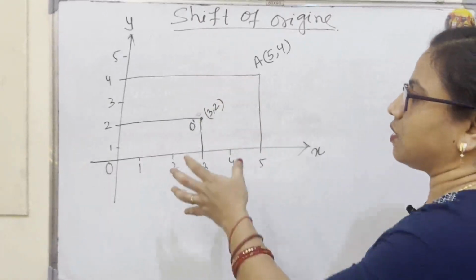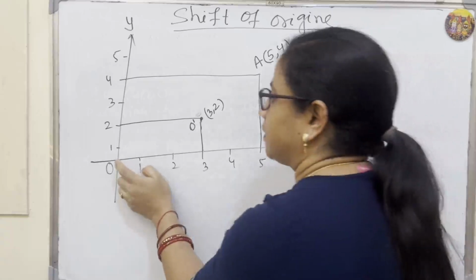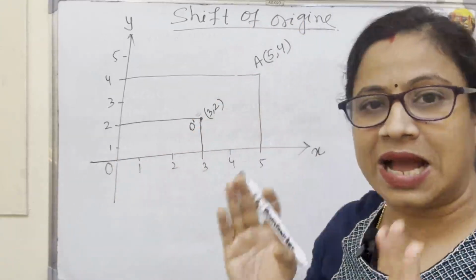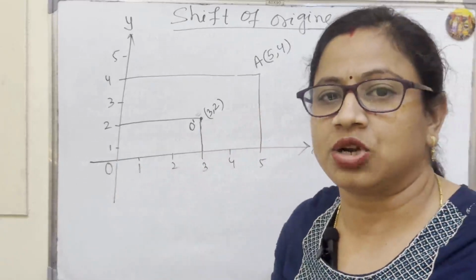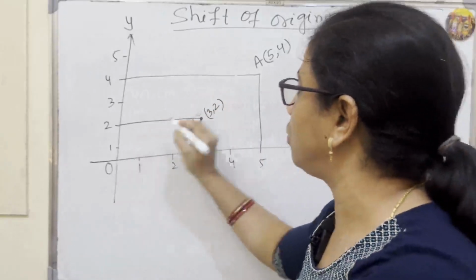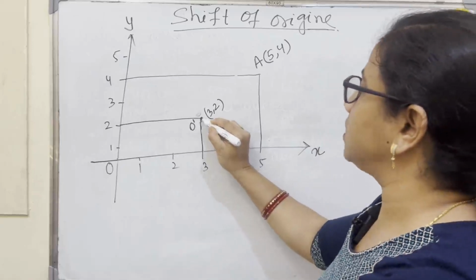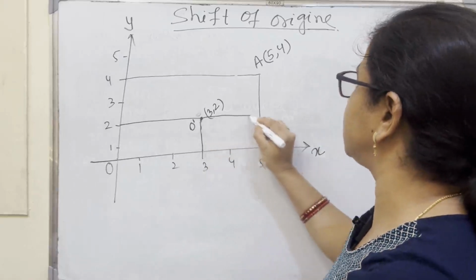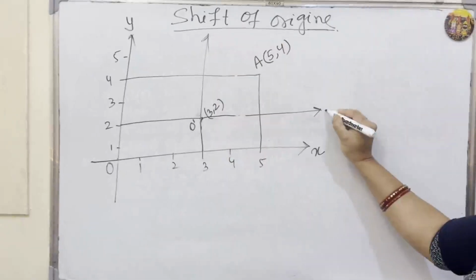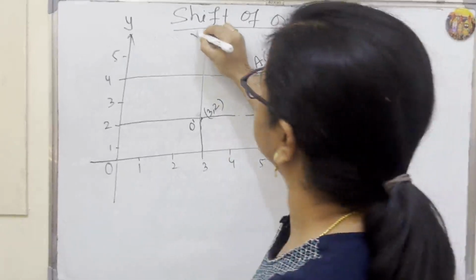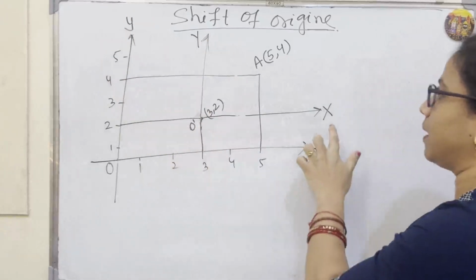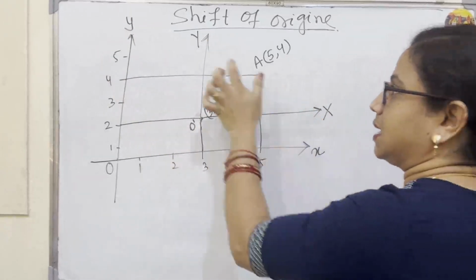So what is shift of origin? If in the same graph I am shifting the origin from O to O dash, position of the points are as such. Position of points are not getting changed, but only the origin is getting shifted from O to O dash. If I am shifting my origin here, my x-axis will get changed from this side and y-axis will travel from this side. Let this as capital X and capital Y. Remember our old axis were small x, small y. Our new axis are capital X, capital Y.